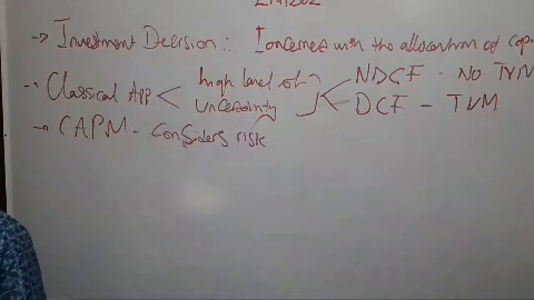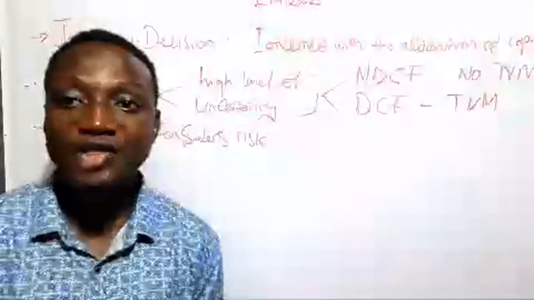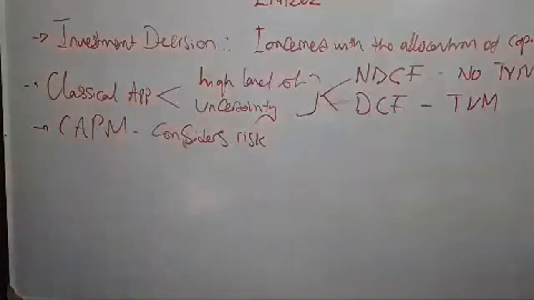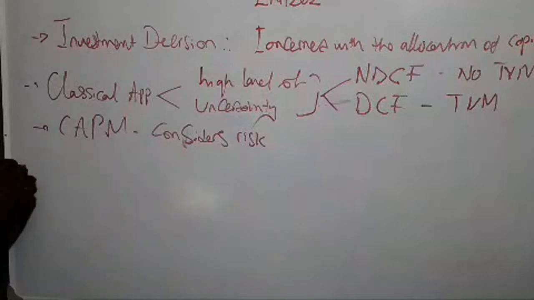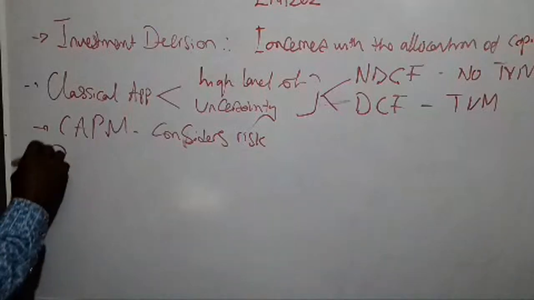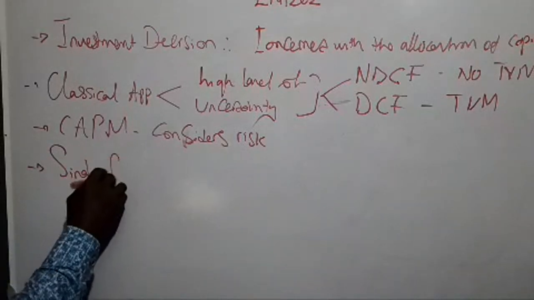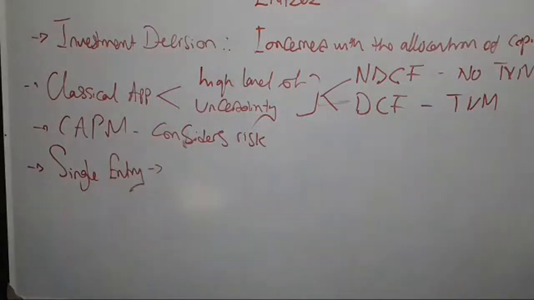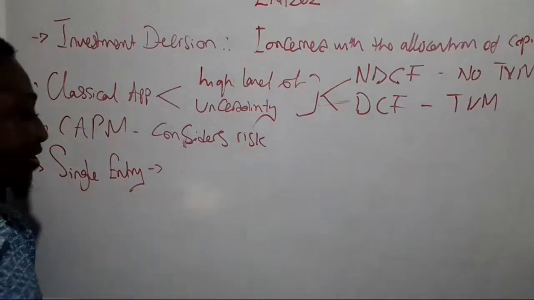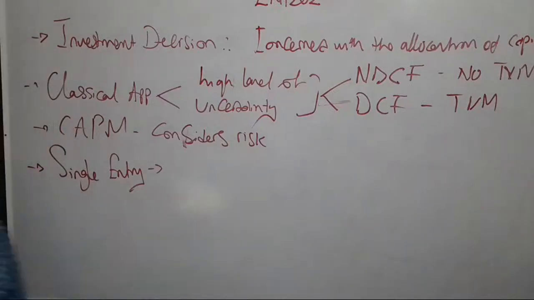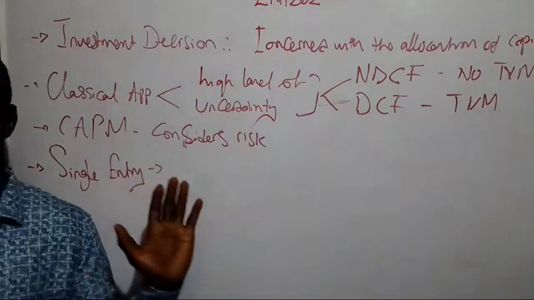So very quickly, let's touch on accounting assumptions and principles. What are the accounting assumptions and principles? To mention but a few, let's start with single entry. When we say single entry, what are we talking about? We are simply referring to the fact that the business and the owner should be seen as two different bodies. Single entry.